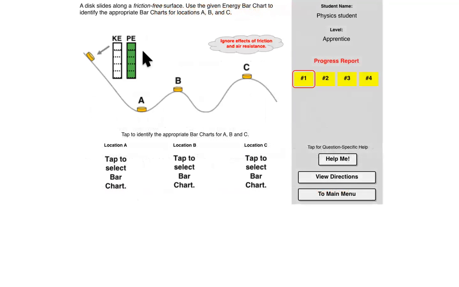So here's what you do. We've got a disk going along a friction-free surface, and what we've got is what are called energy bar charts. This is telling you that right now it's got no kinetic energy and it's got 5 units worth of potential. Because of its height, relative to this height, which we would call zero, it's got a certain amount of potential energy. And your goal is to cycle through these images and figure out the energy at each of the points, point A, point B, and point C.